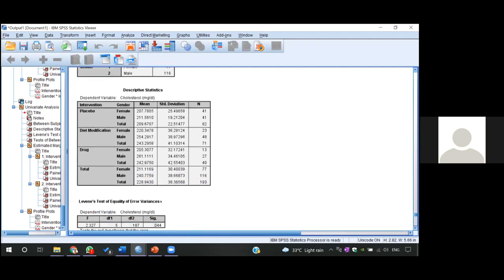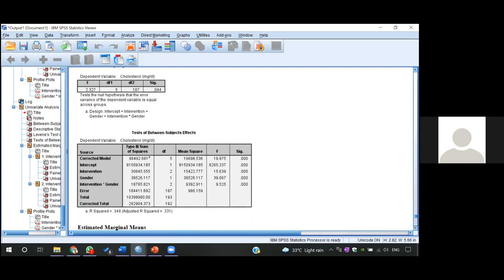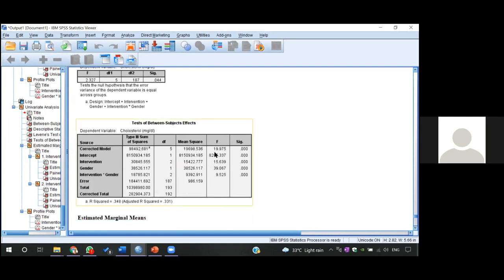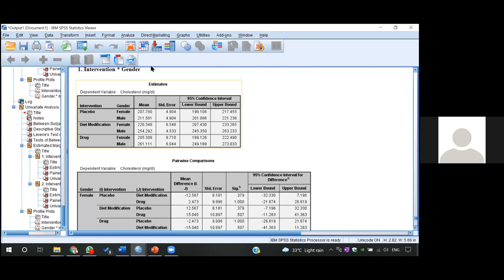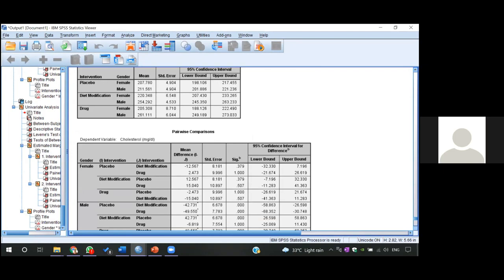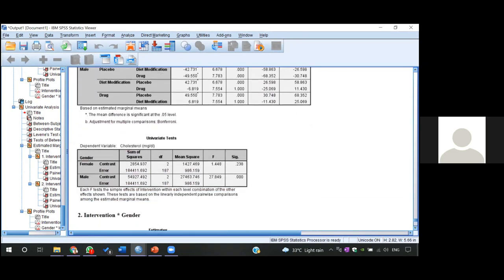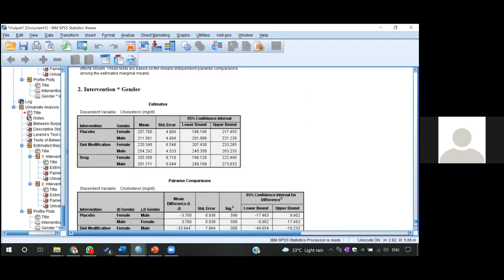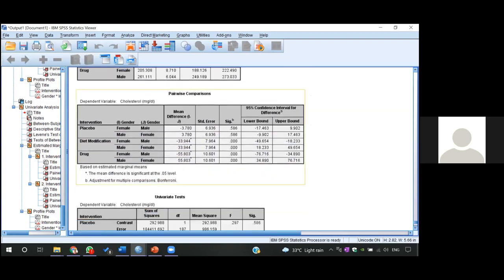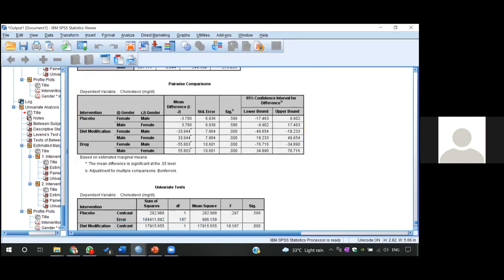descriptive. Again, this is the same table which you have seen in the tests of between-subjects effects in the first scenario when we used systolic blood pressure. And then you have got the simple main effect of this intervention. And then there is a simple main effect of gender. So this is the simple main effect of gender, and then this gives you the pairwise comparison. And then you can report it in your result.